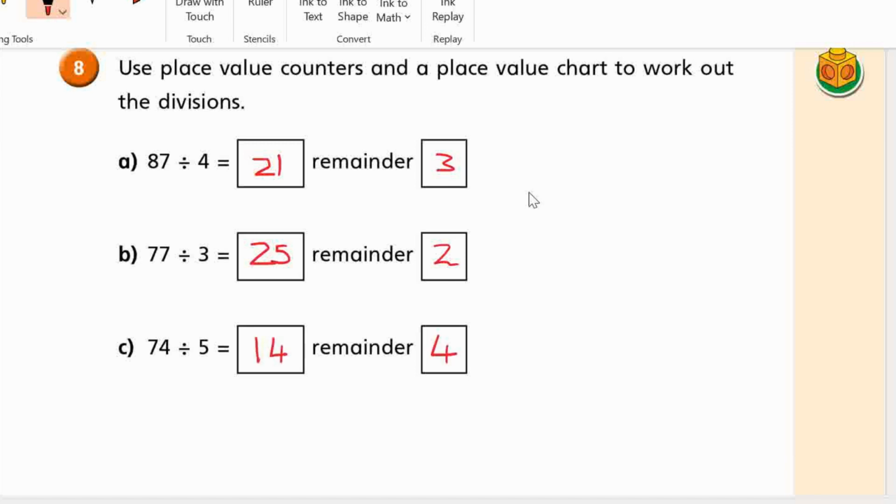And one way just to make sure, so I have 14 here and 4 here. Now, if you remember, I said the remainder always has to be less than the number you're dividing by. Well, 3 is less than 4, so it's probably true. 2 is less than 3, and 4 is less than 5. Okay, so that's another way you can just do a quick check. Make sure you've got it all right.